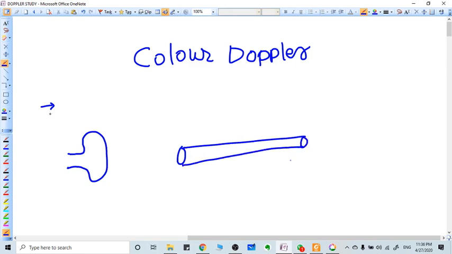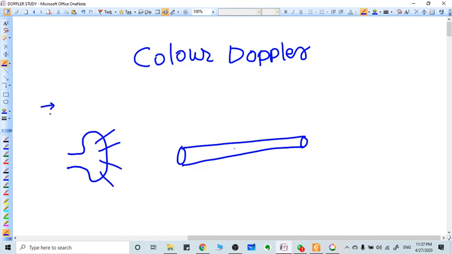First of all, you need to know one thing. When we do ultrasound, we do the ultrasound of tissues. But when we do color Doppler, we do color Doppler of a particular vessel. So when we see the color Doppler, what we see is vessels, a particular vessel, and we see flow in that particular vessel. For example, this is a probe of ultrasound, and this is a vessel.